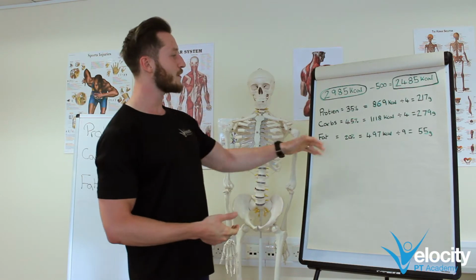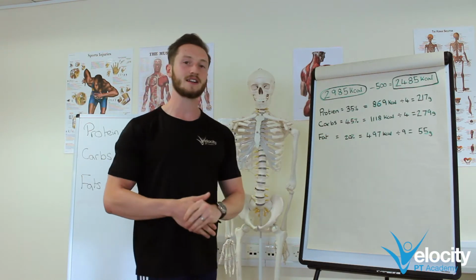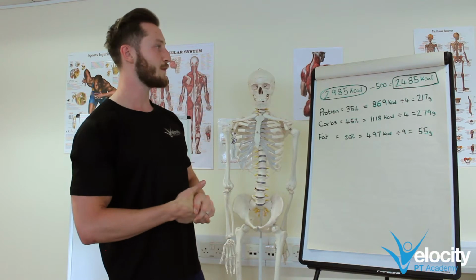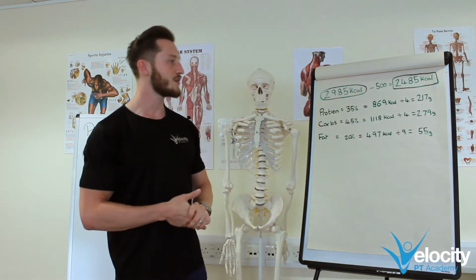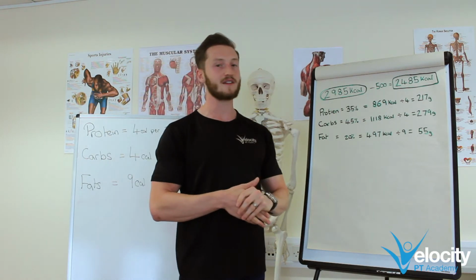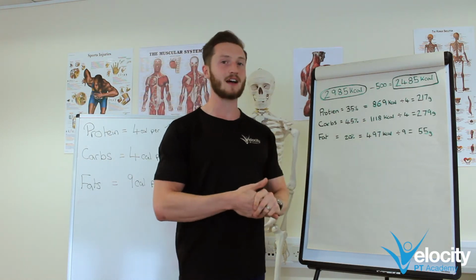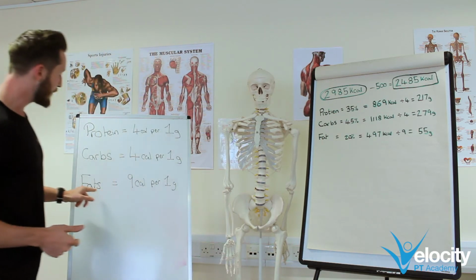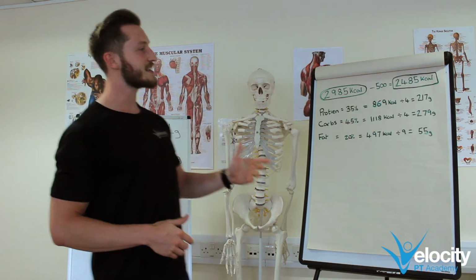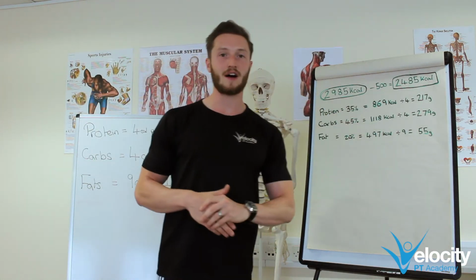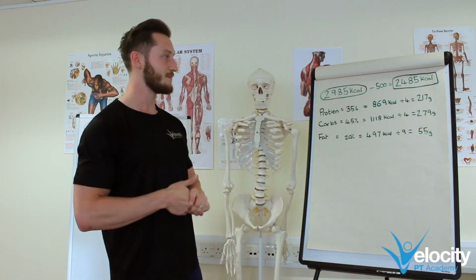And then the final one, fat, we're going to have a look at 20% of our daily calories coming from fat. So 20% of 2,485 calories, we're looking at 497 calories, dividing that by 9 this time though, because again, remember, for every 1 gram of fat that we eat, it holds 9 calories. So then that has given us 55 grams of fat that we can eat per day.